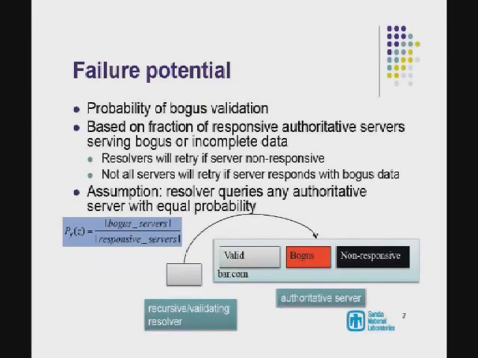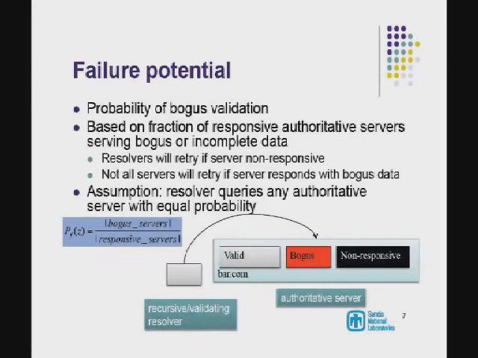Well, if we consider only the responsive servers, because all resolvers should try the next server if they don't get a response, however, that may not necessarily be the case if they get an invalid response, invalid meaning data-wise, then we consider those and we just take that fraction. That's what we would consider the failure potential for that particular zone.